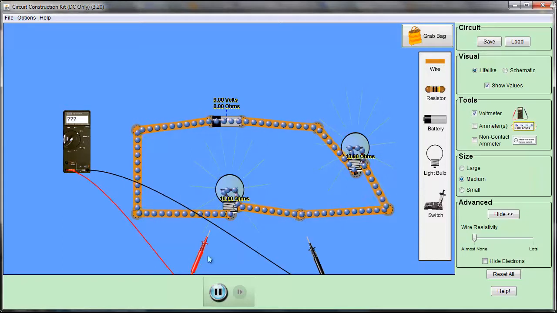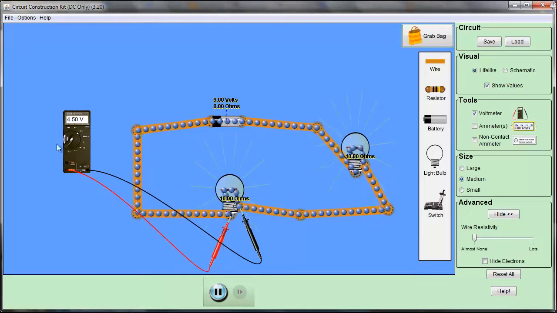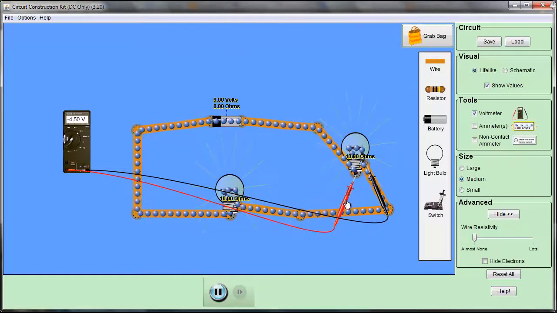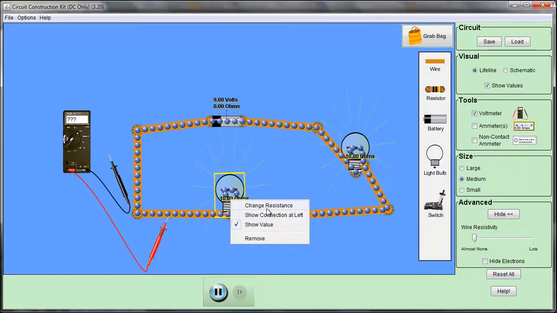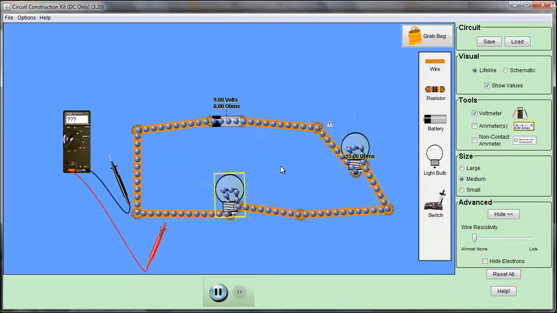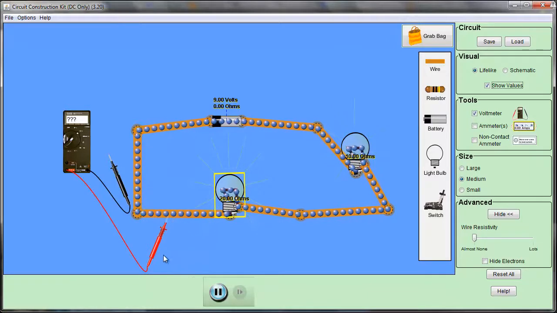Given that the lamps have the same resistance, we'd expect this voltage to be split evenly across the lamps. And if we measure it, we can see that's got 4.5 volts. And this lamp has 4.5 volts, although minus because of the way I've put the leads around. Now, if we change the resistance of this lamp, let's say we make it double the resistance of the other lamp, we would expect the voltage across this lamp, which has double the resistance, to be double the voltage across the other lamp.